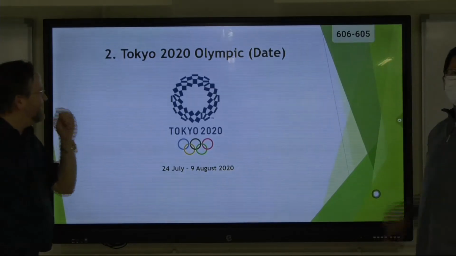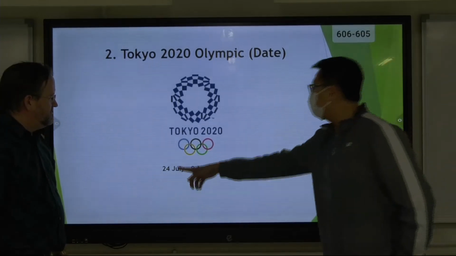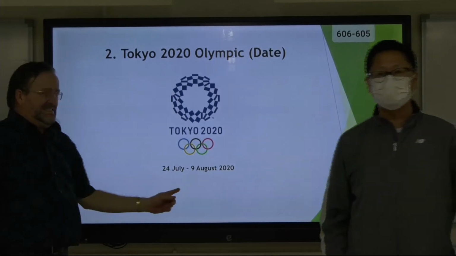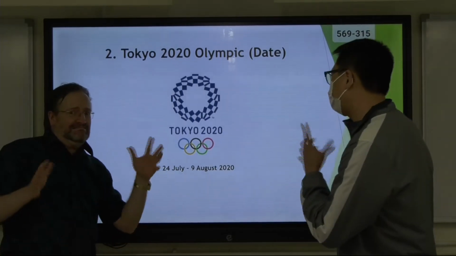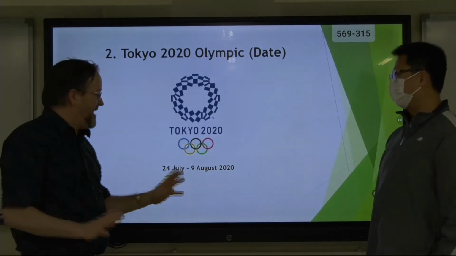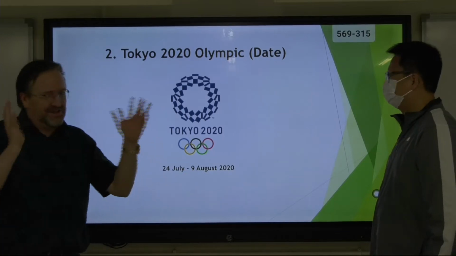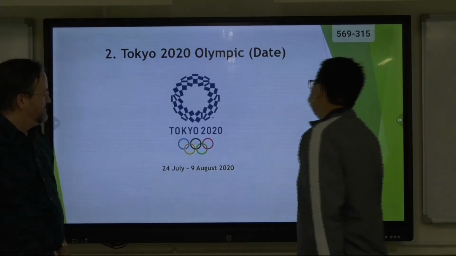And here, the topic, Tokyo 2020 Olympic. And below you can see the date. It is on 24th of July, but we are not very sure whether... So far, it's not cancelled. Japan, Tokyo, Japan says they won't change the date, but you never know. Yeah, hopefully. Let's see.